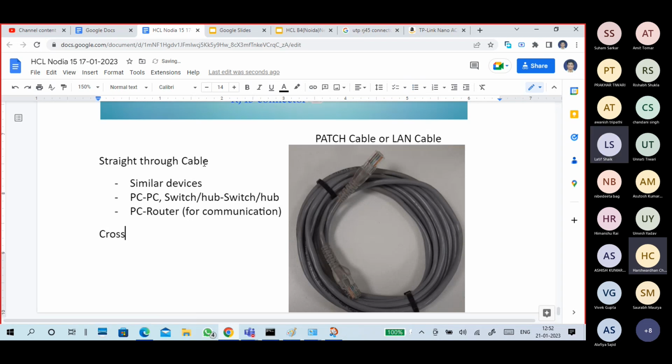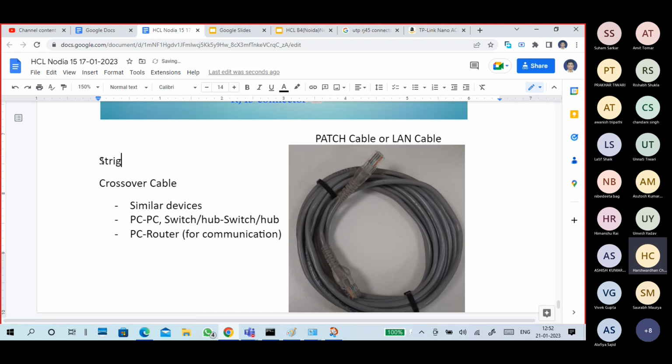Next one is crossover. No, I made a mistake. I told it reversely, sorry, I have to change. This is crossover. Crossover is for similar devices.